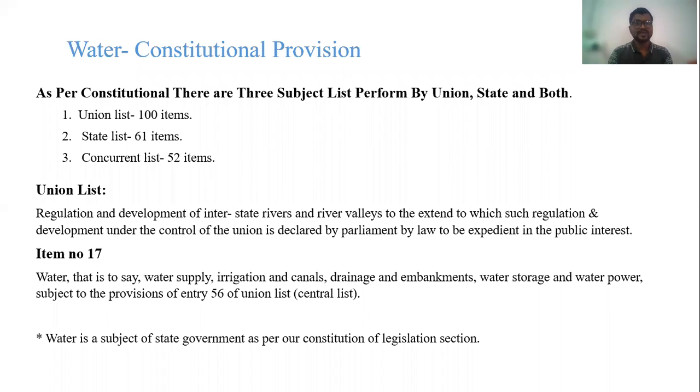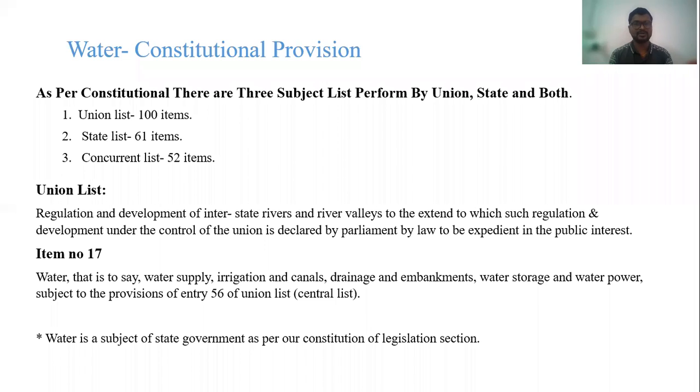So firstly, it is the water constitutional provisions. काय आहेत आपल्यातल्या? As per the constitution, there are 3 subject lists, performed by the union, state and both, union and the state both. The union list has about 100 items, whereas the state list has about 61 items, and the concurrent list has about 52 items. The union list is about the regulation and development of interstate rivers and river valleys, to the extent to which such regulation and development under the control of the union is declared by Parliament by law to be expedient in the public interest.